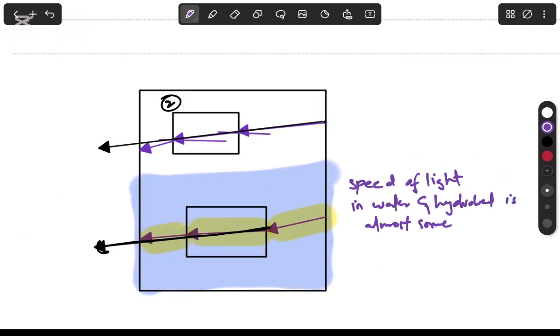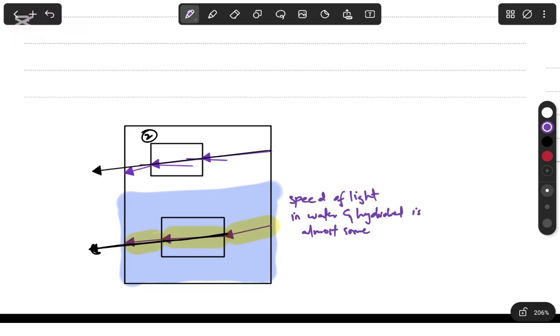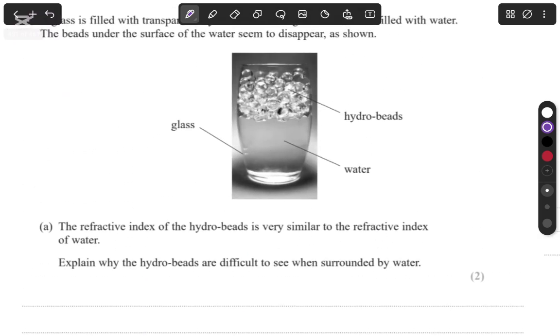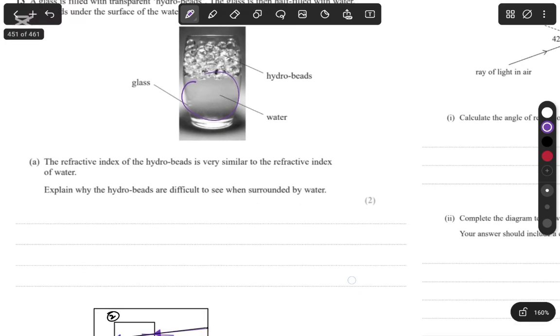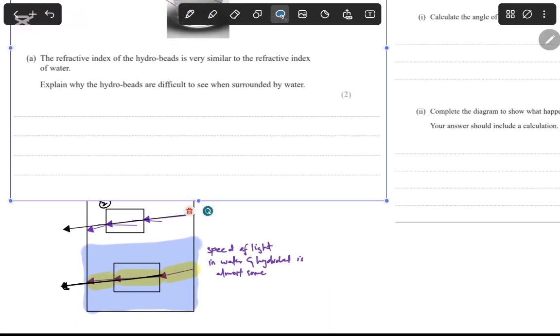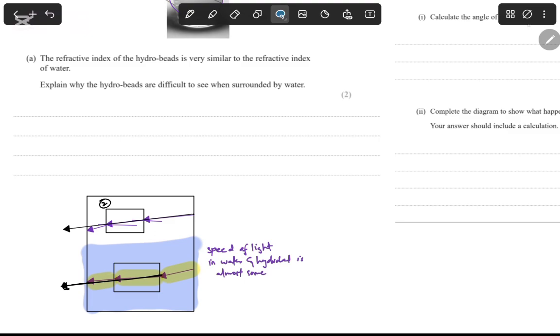And that's why we see both water and the hydro beads not as distinct from each other. They appear to be the same. So hydro beads don't have any distinction here. They just appear to be dissolved in the water, even though they're present there, because of the refractive index being very similar to the refractive index of water, and that's the clue they have given you in the question.